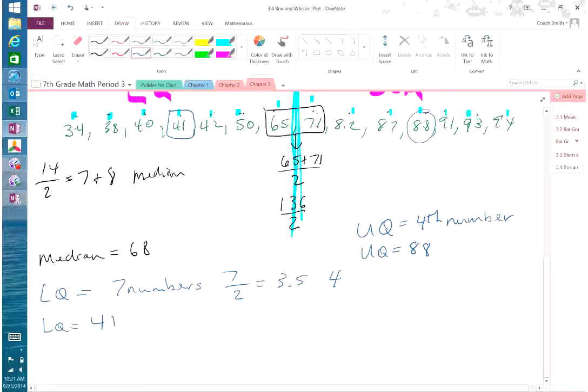Now, step 4 was what? Upper and lower extremes. Okay. So the lower extreme is the smallest number, 34. Upper extreme is the highest number, or the greatest number, which is 94.